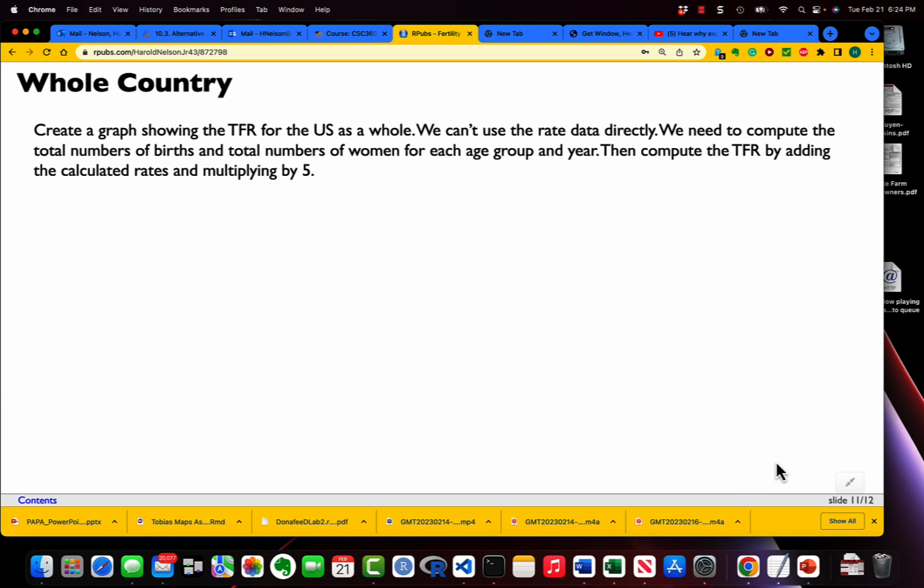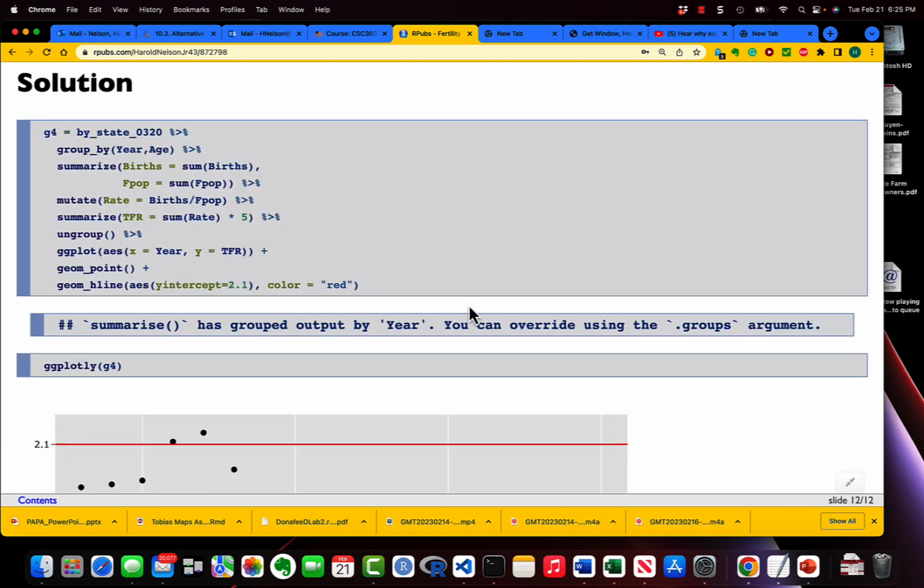Okay, you're back. Let's take a peek. Here we get what we need to calculate the rate for the entire country. We have to add up all the births for all the country, and then add up all the female populations, and then rate is births per pop, and this gives us a rate for every 5-year age group.